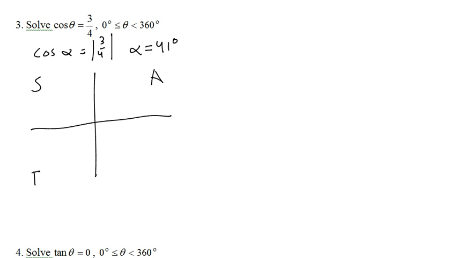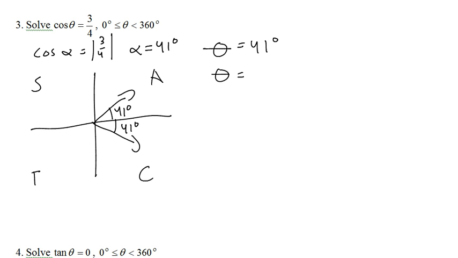All students take calculus. So our 2 possible terminal arms are going to be there and there. Reference angle of 41 there, reference angle of 41 there. Obviously our first possibility is just that theta is 41 degrees. Our second possibility is that it's 360 minus 41 degrees, which gives us 319 degrees. So there's our 2 possible solutions.